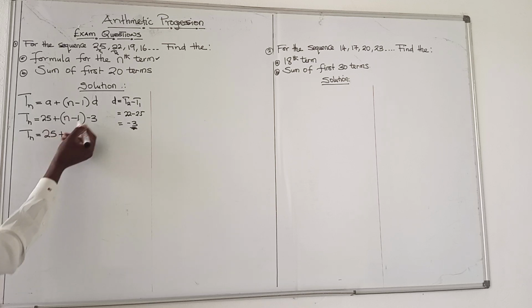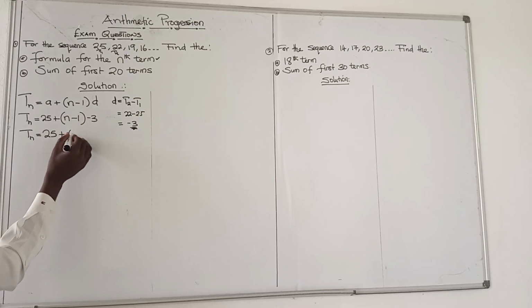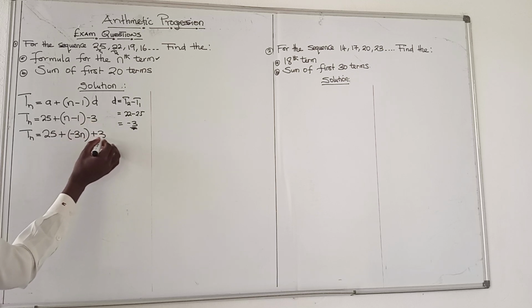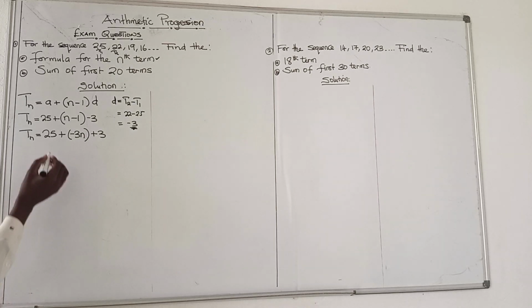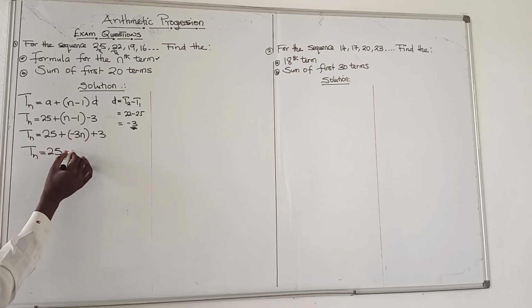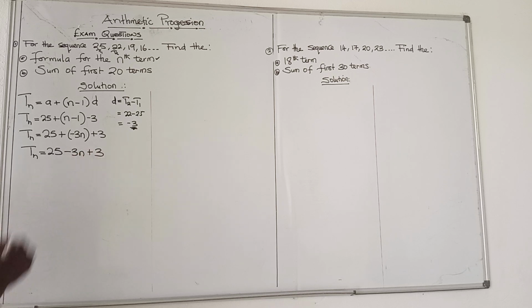You break what is in the brackets with negative 3. Negative 3 times n is negative 3n. Negative 3 times negative 1 is positive 3. So this will be equals to 25 minus 3n plus 3.